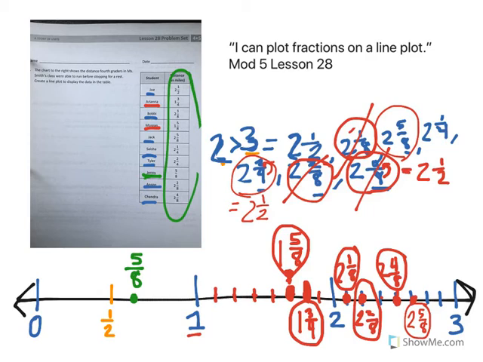Halfway is where this, I'm going to have to use another color, where the 2 and 4/8 is. So we can say that 2 and 2/4 also goes here because this is also the halfway mark. Okay, and 4/8 is equal to a half, and 2/4 is equal to a half. All right, so I did this one also.